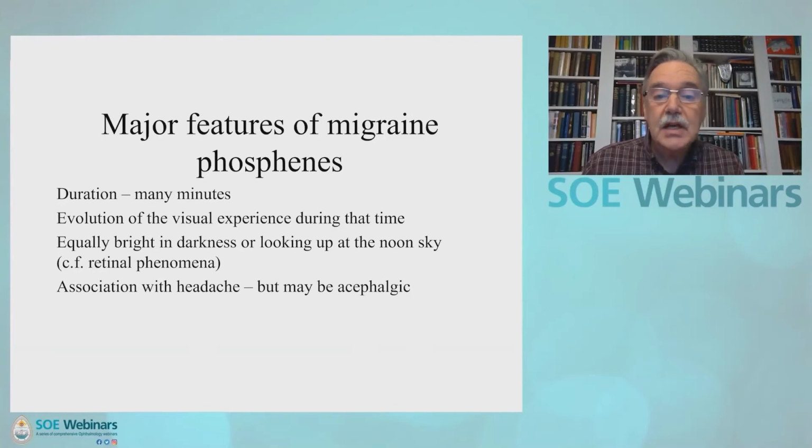And of course, there may be associated headache, but acephalgic migraine, so migraine aura without headache, is very common, and particularly in older patients who may never have had migraine before. So you will see many patients, older patients, coming with visual aura. They don't know what it is, and it gets mixed up with detachments and all sorts of other things.